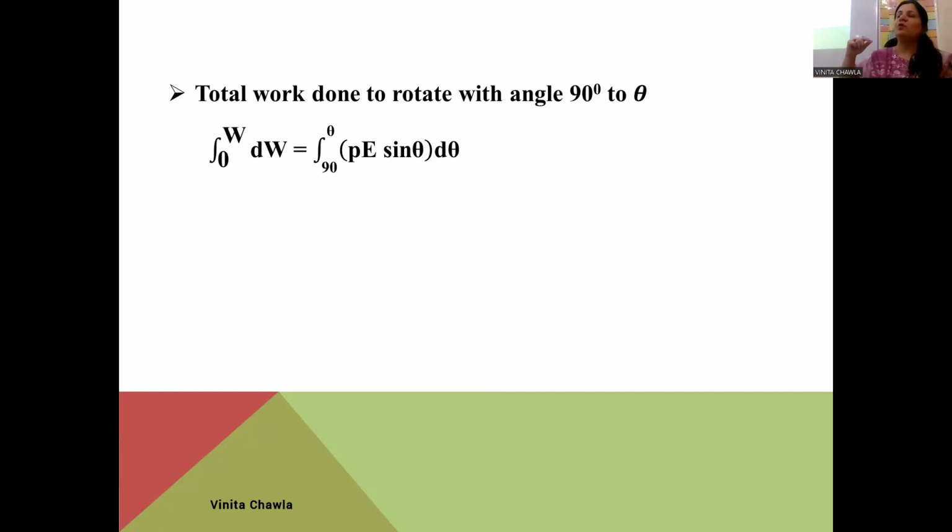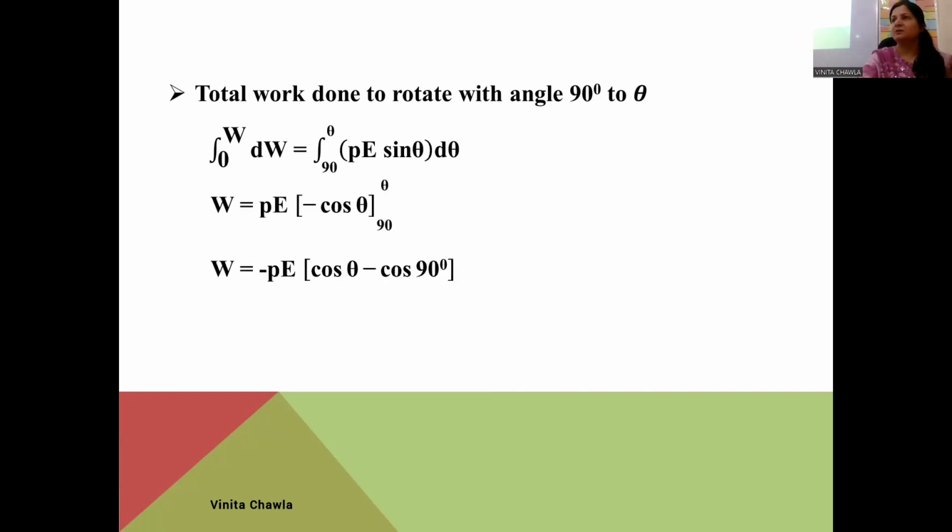But what if we want to find total work done? Then we have to integrate it. And we need to give the limits also. है ना, किस वैल्यू से किस वैल्यू तक आप उसको रोटेट कर रहे हो. तो हम 90 डिग्री से थीटा एंगल पे अगर रोटेट कर रहे हैं तो क्या होगा. P and E, they are constants. When we integrate sin theta, we get minus cos theta. Now put the limits. First we put the upper limit and then we put the lower limit. Okay. So we'll get this.